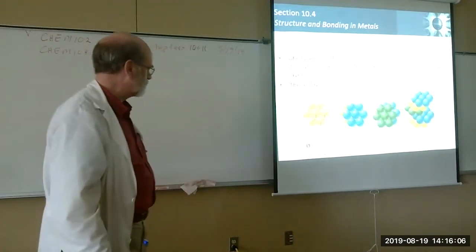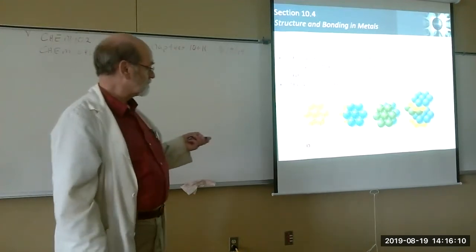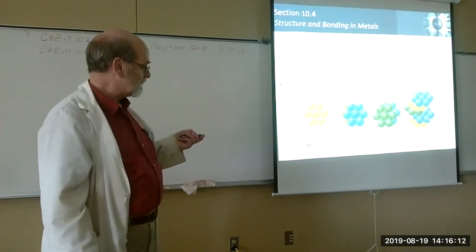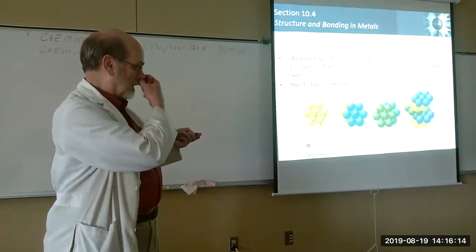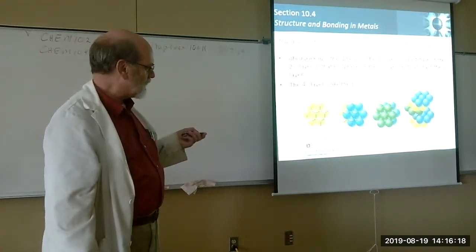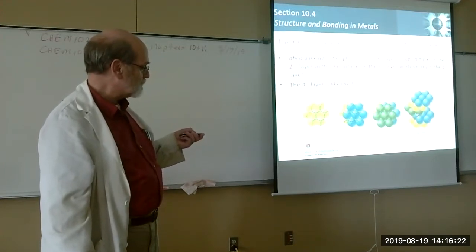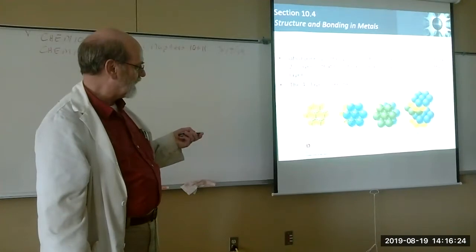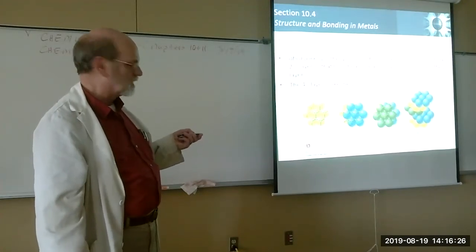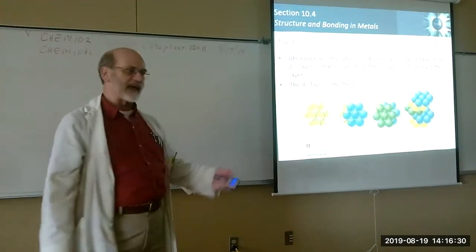Another possibility, ABCA. In this arrangement, you have A, B, and C. And C doesn't line up with A, B doesn't line up with A, but by the time you get to A, B, C, and you start again, that one lines up with A below. So this is ABC, ABC, or ABCA for short.